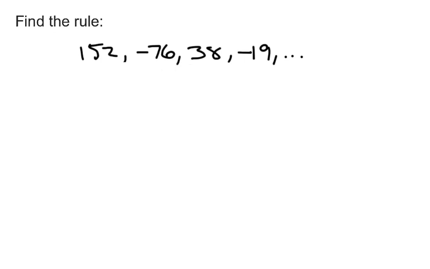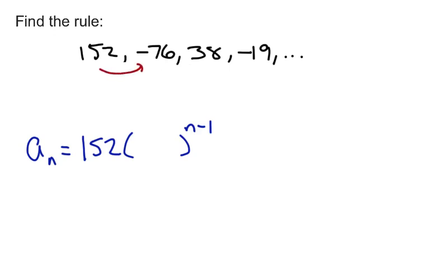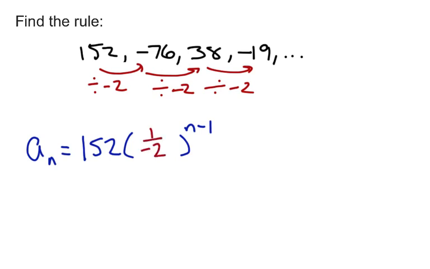Now let's try 152, negative 76, 38, negative 19. Well, to get the nth term, we're going to start with our first term and multiply by the common ratio n minus 1 times. But how do we get there? Well, to go from here to here, we divide by negative 2. And from here to here, we divide by negative 2. And from here to here, we divide by negative 2. Now, the common ratio isn't what we divide by, it's what we multiply by. And dividing by a number is the same as multiplying by its reciprocal. So our common ratio is negative 1/2. And there's going to be our rule for that.